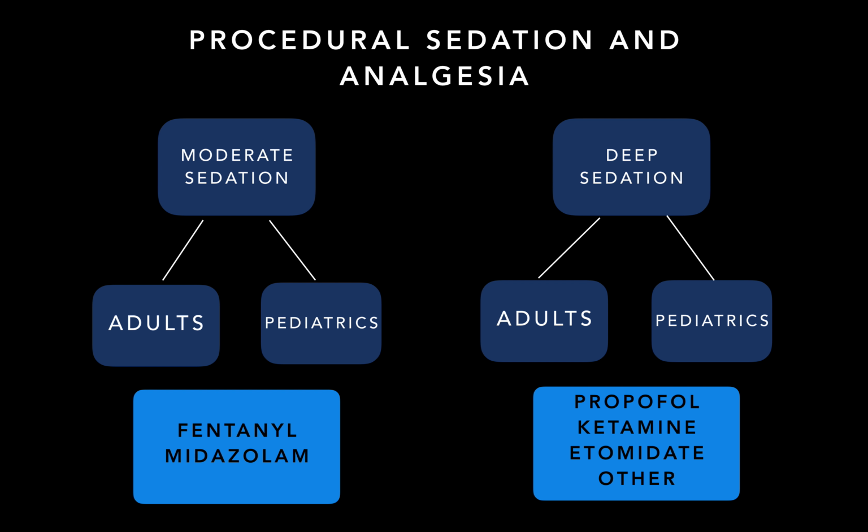So procedural sedation and analgesia as a whole includes all of these levels: moderate sedation, deep sedation, even transient general anesthesia, and it involves adults and pediatrics. With moderate sedation, it's typically achieved with fentanyl and midazolam. Deep sedation and dissociative sedation is typically achieved using the general anesthetics, propofol, ketamine, and etomidate, at least in our facility and in most. And traditionally, these are separate procedures, and different providers have different credentialing for utilization of different medications and achieving different targeted levels of sedation.